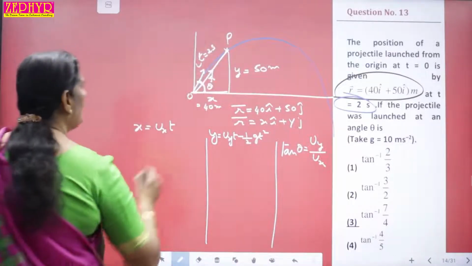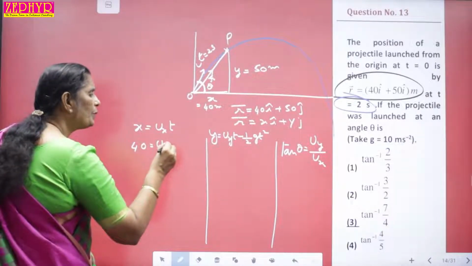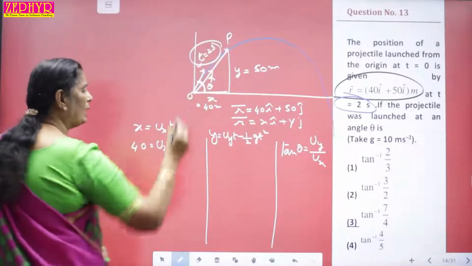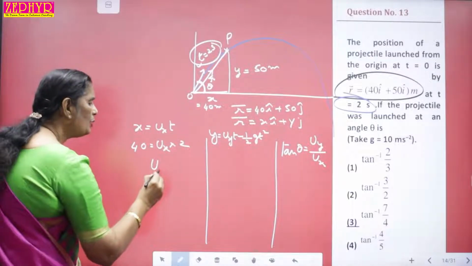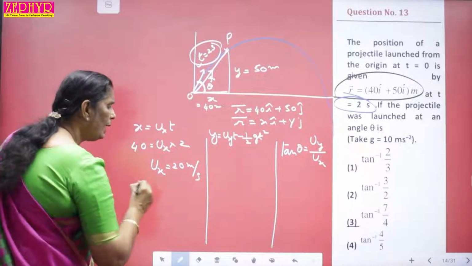Come on. What is x? 40. So ux into time, how much is the time? Time is 2 seconds. So what is ux? Ux will be 20 meter per second. Let that be there.